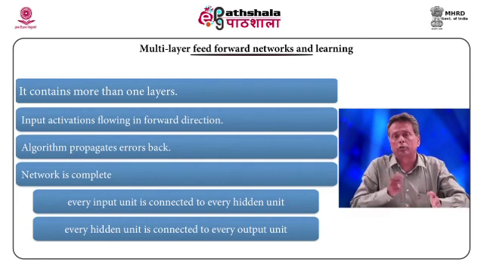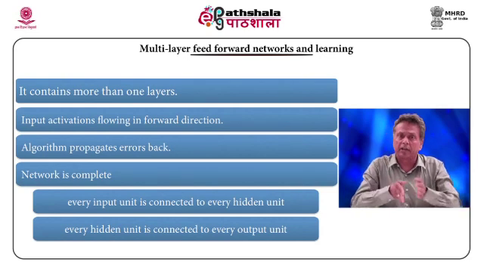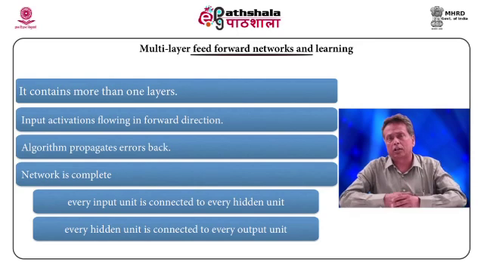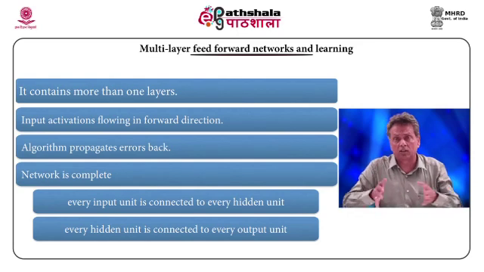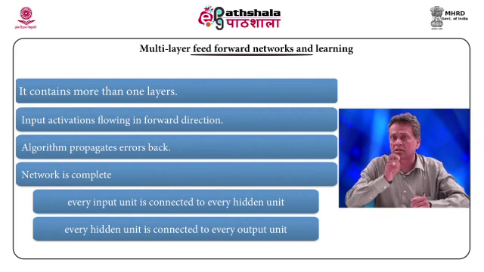Every input unit or neuron is connected to every middle unit, the same way every middle unit is connected to every output unit, and if it has more than one layer, the same thing is applied. So that is called a complete network. That's the first requirement.